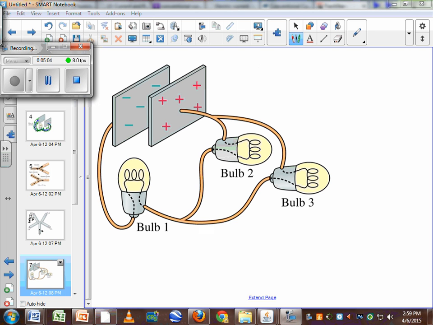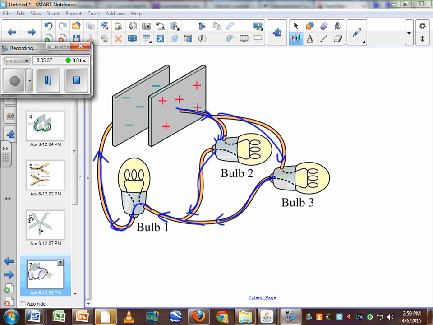This is useful for situations like this, where you have current coming out of this positive side here, and it actually splits up. Comes along, and then comes back together right here, goes through this bulb, and comes back to the negative side. And so if you had to guess which bulb is the brightest and which bulbs are the least bright, what would you say? So pause the video and think about which bulb's the brightest and which is not as bright.